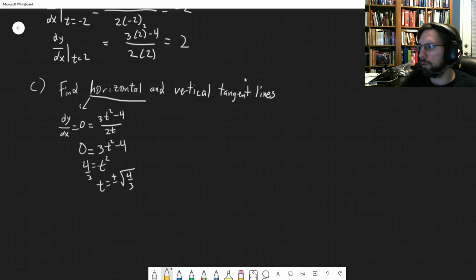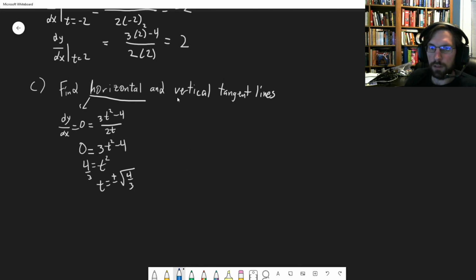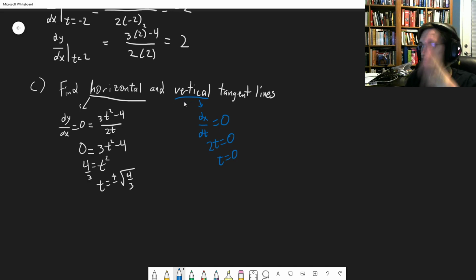Okay, what about vertical tangent lines? We have vertical tangent lines when the denominator is 0. So this happens when dx dt is 0. That means that 2t is 0 and t is 0. We're going to have an infinite slope because we're dividing by 0 in our dy dx, which means we have a vertical, up and down tangent line.